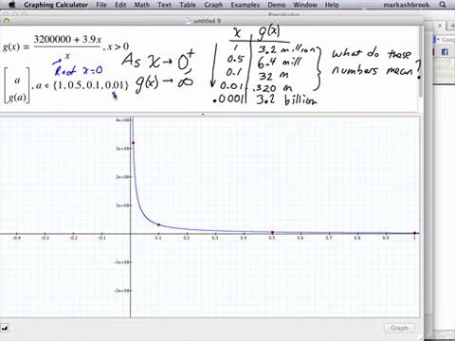And that's the idea of what we call a vertical line that the graph can get closer and closer to, but it can never cross, because x can't be 0. But as x gets less and less, the value of g will just get greater and greater. So this is the idea of a vertical asymptote.